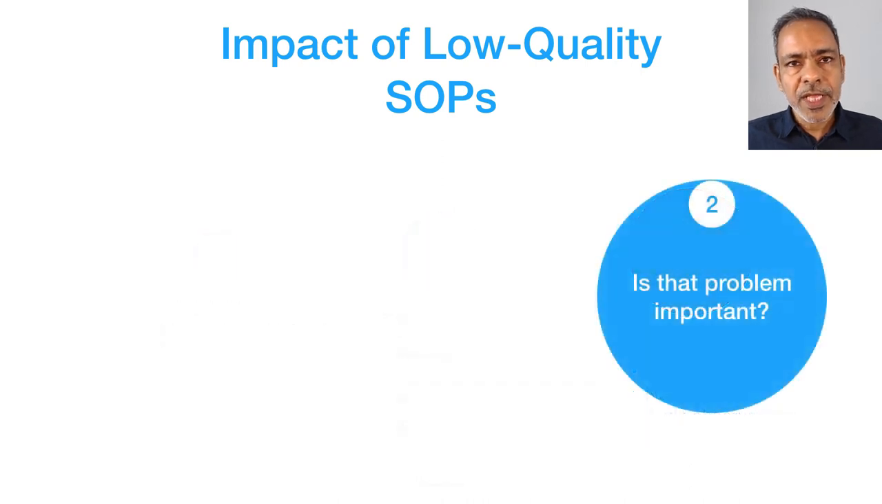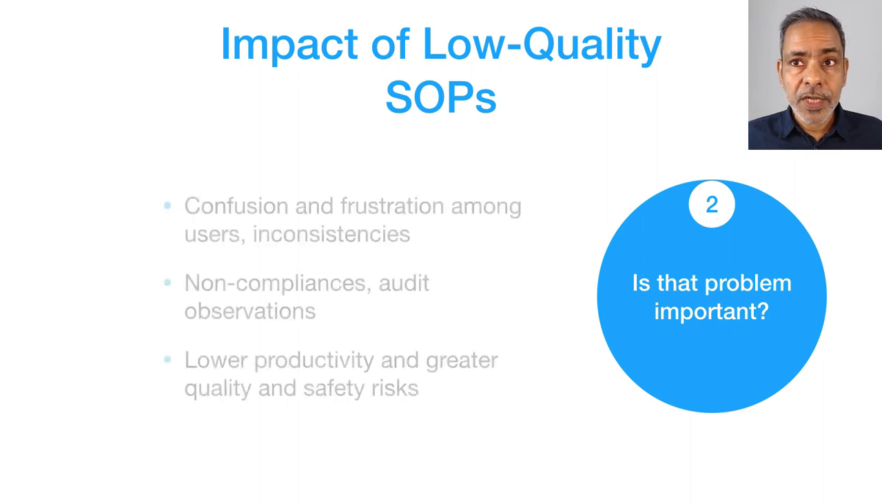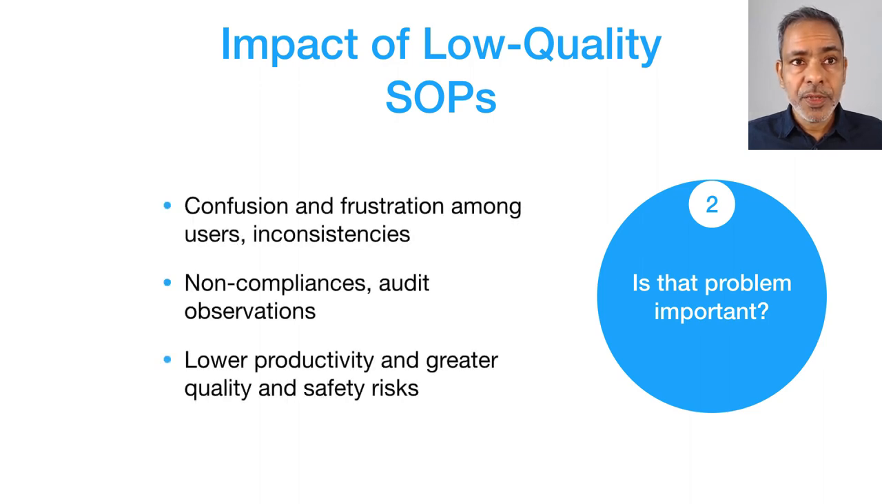So the answer to the second question, is the problem of low quality SOPs important, is that low quality SOPs can lead to pretty severe negative consequences, from causing confusion and frustration among users to non-compliances and audit observations to finally lower productivity, greater quality and safety risks. So there is a fairly substantial negative cost if we ignore the quality of SOPs.